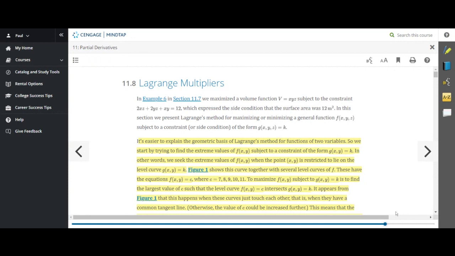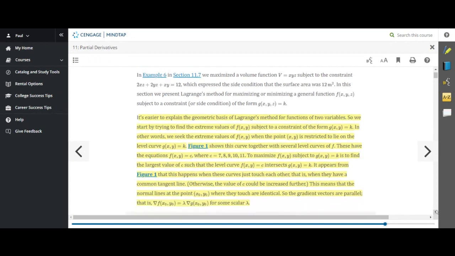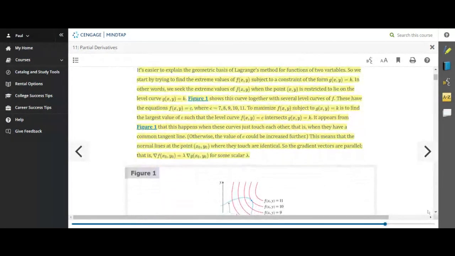Let me go to a little picture here. Well, let me just read the highlighted part. That's why I highlighted it, okay? So we want to try to find extreme values of a function, and let's say it's a function of x and y, but this could be extended to a function of 3 variables. But let's say we want to find extreme values of a function subject to a constraint of the form g of x, y equals k.